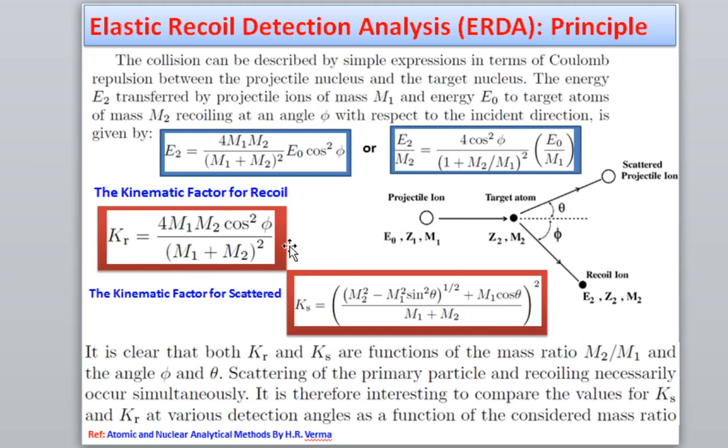This I am giving as an assignment. You have to derive Kr is equal to 4 m1 m2 cos square phi upon (m1 plus m2) square.